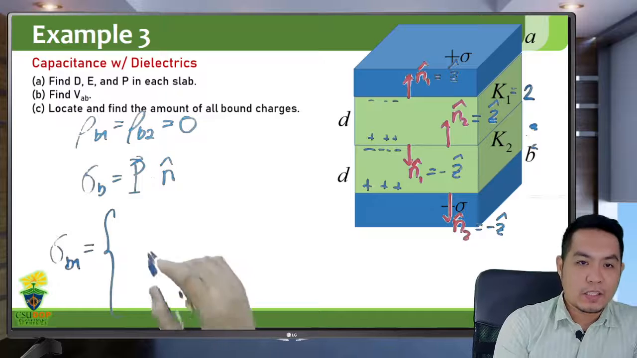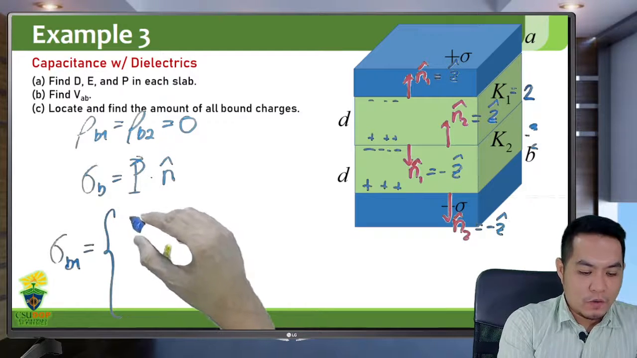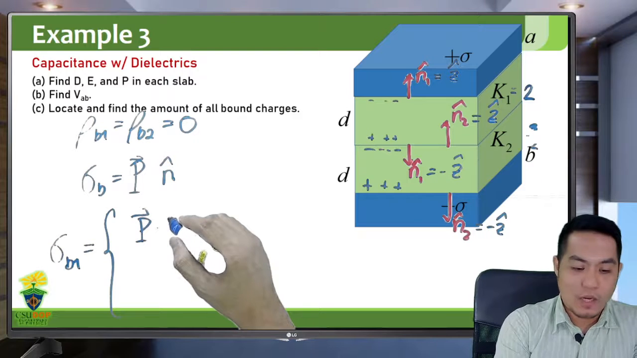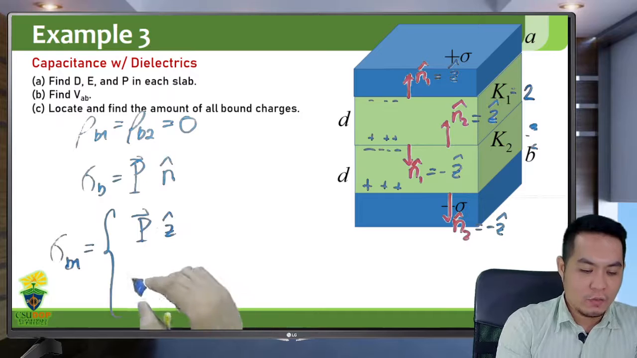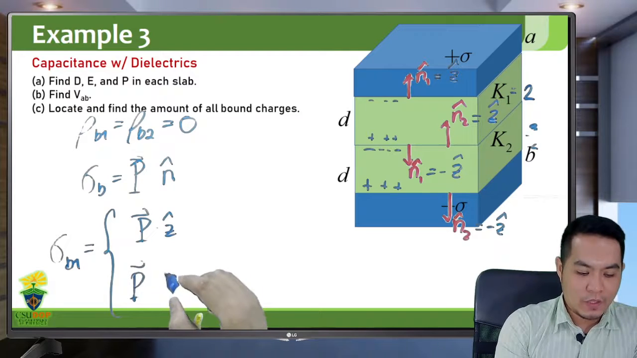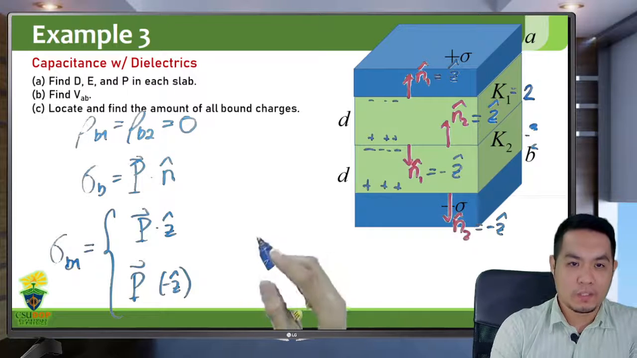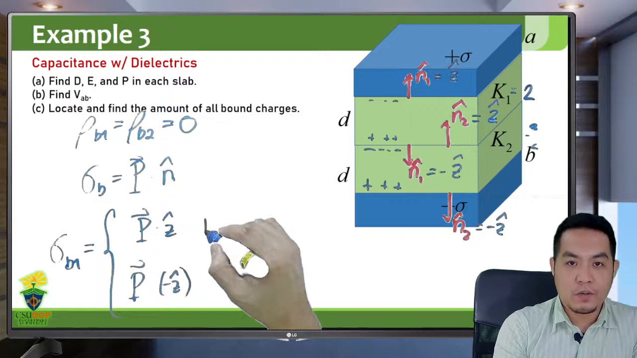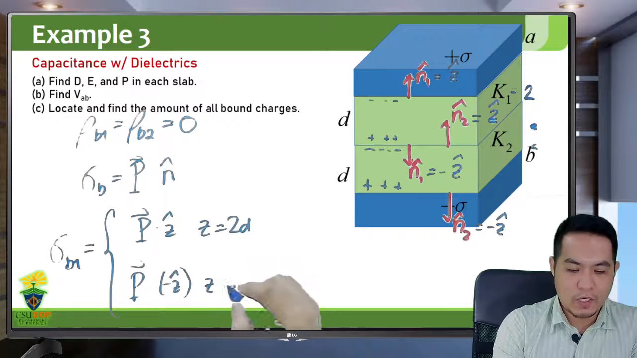For the first dielectric, the upper side is z hat, so it's P dot z hat. For the lower side, it's P dot negative z hat, for the first dielectric. This is at the location z is equal to 2d, and this is the location of z is equal to d.